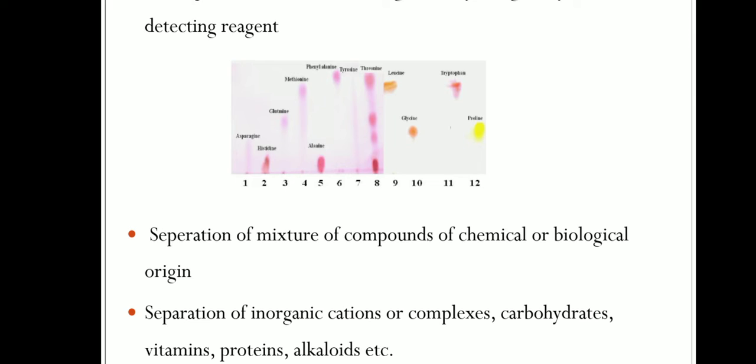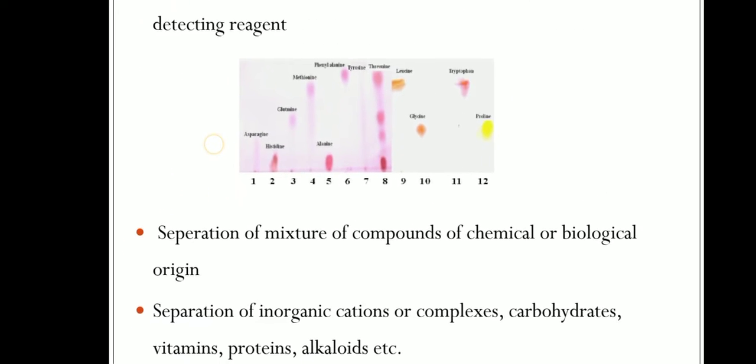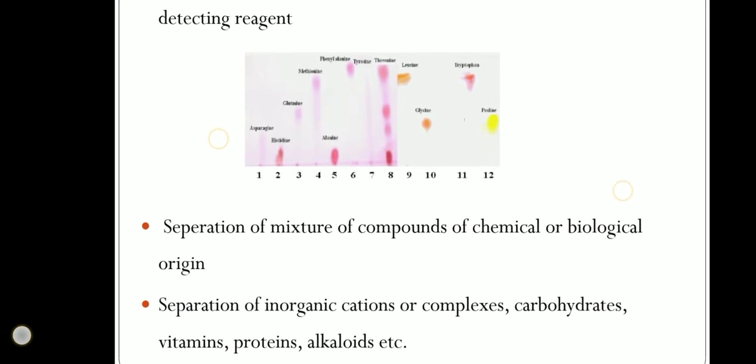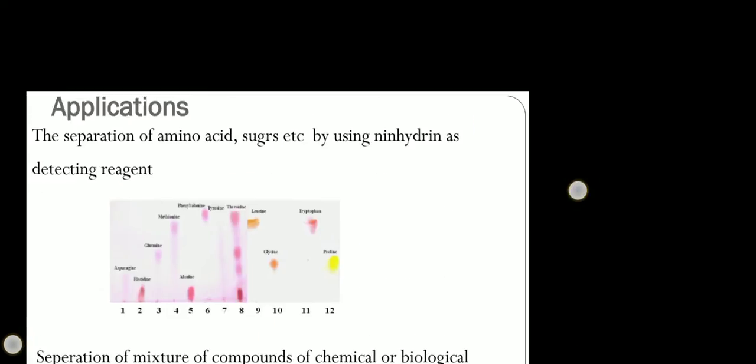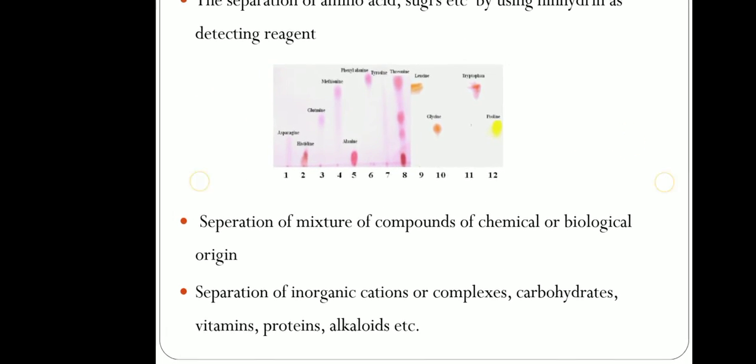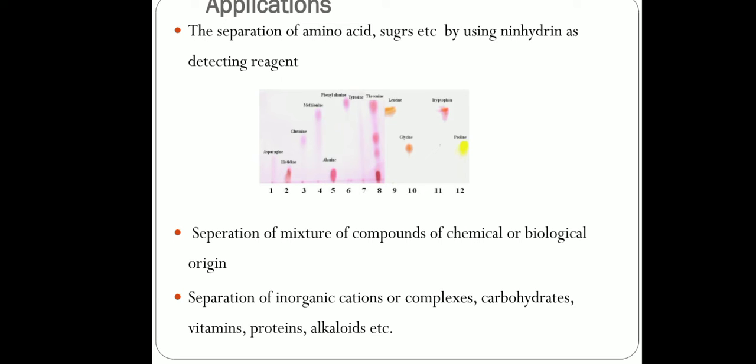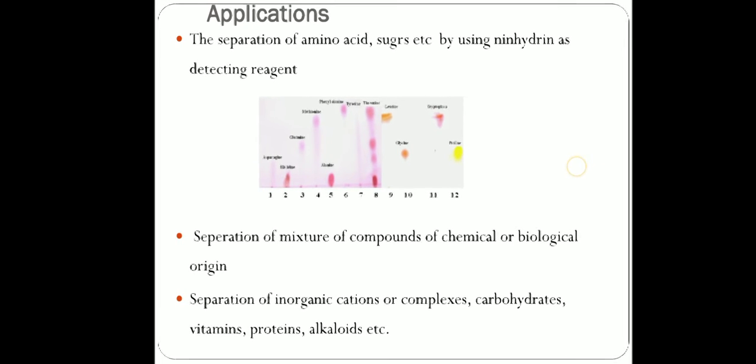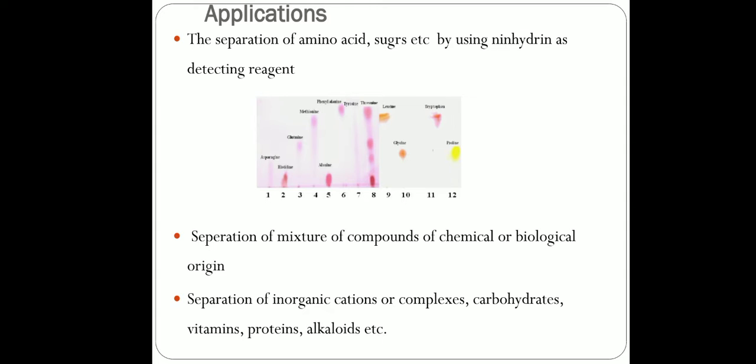Separation of amino acids, sugars, etc. Second one, separation of mixture of compounds of chemical or biological origin. Any chemical or biological samples can be separated by using paper chromatography. And the third one is separation of inorganic cations or complexes, carbohydrates, vitamins, proteins, alkaloids, etc. These are various applications of paper chromatography.